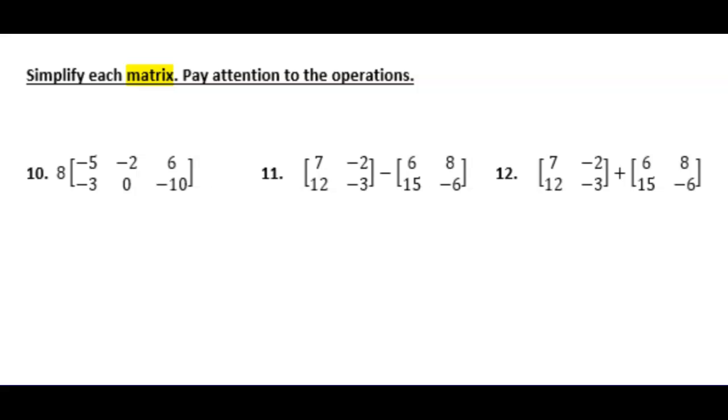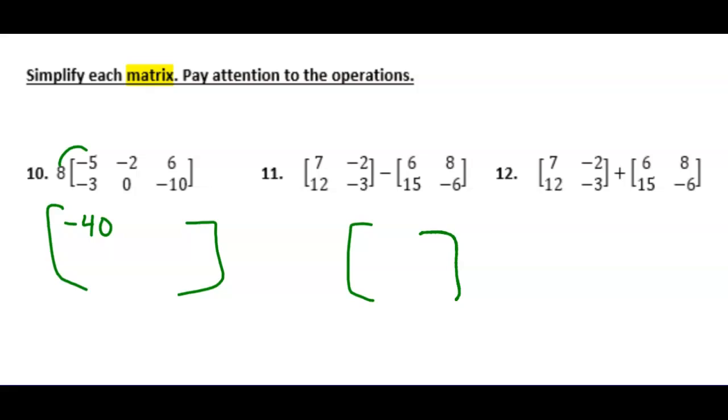When I do my matrices, what am I going to do with my 8? Distribute it. So my first number is going to be negative 40. I'd like you to figure out the rest. When I subtract, what am I going to do with my numbers? Remember, I subtract this one from this one.